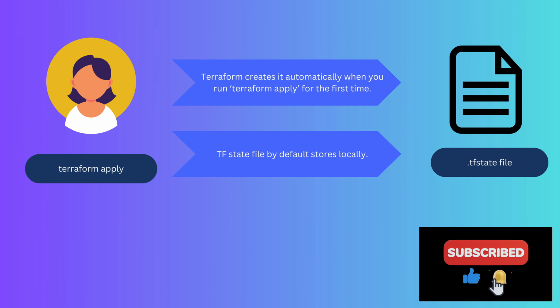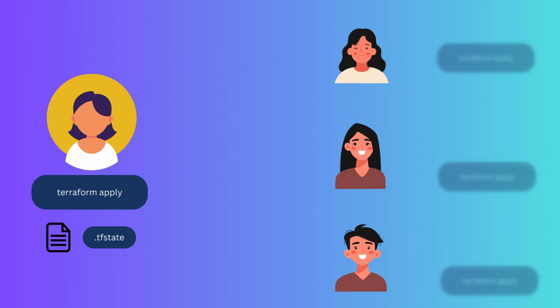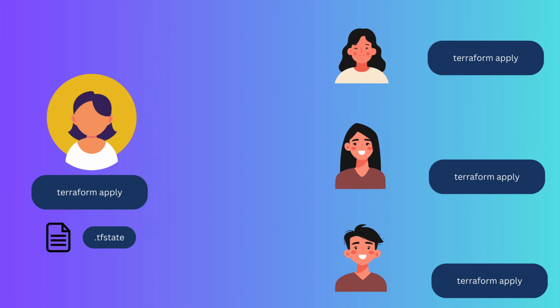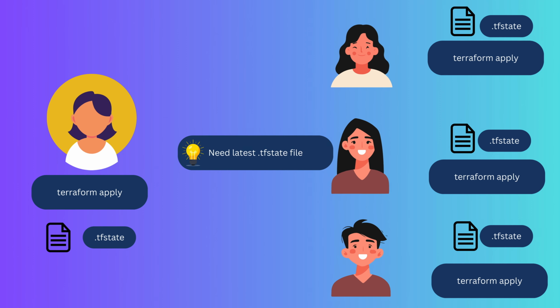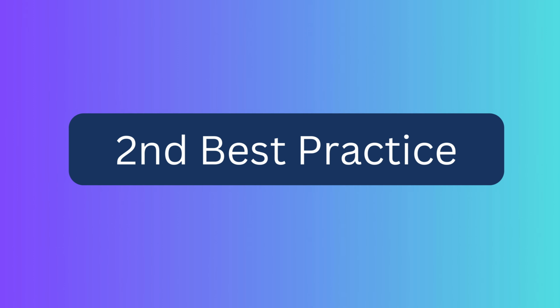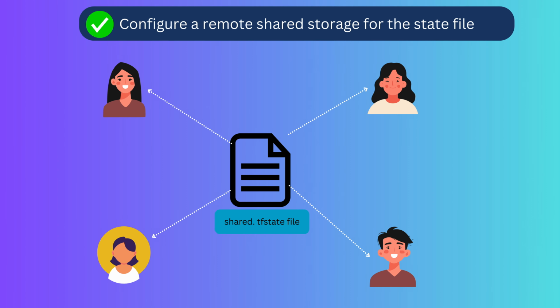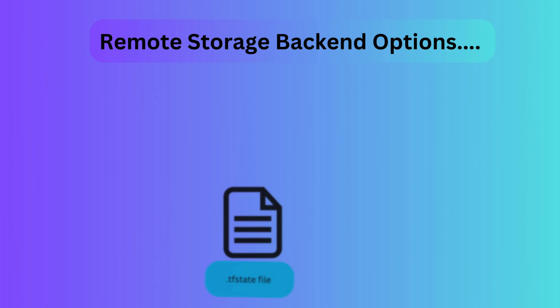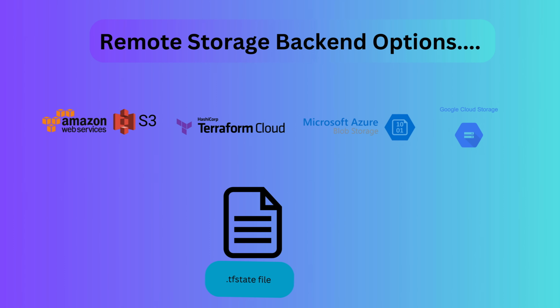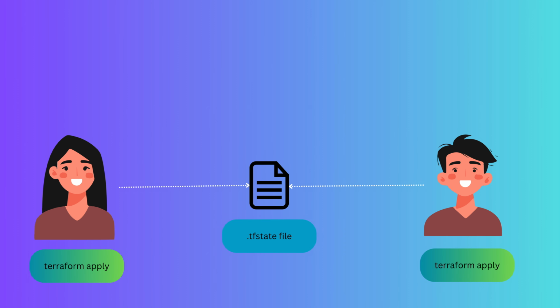But what if you are working in a team, so other team members also need to execute Terraform commands and they also need the Terraform state file for that? In fact, every team member needs the latest file before making their own updates. So the second best practice is to configure a remote shared storage for the state file. Every team member has access to execute Terraform commands using the shared state file. The remote backend for the state file can be an Amazon S3 bucket, Terraform Cloud, Blob Storage, or Google Cloud Storage, and many more. Terraform can be configured to use these remote locations to store the state file.